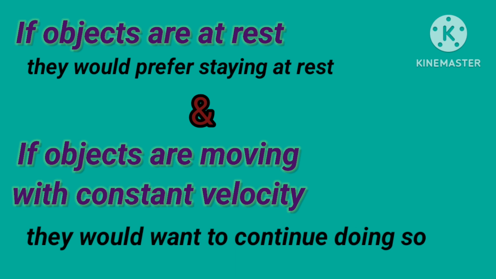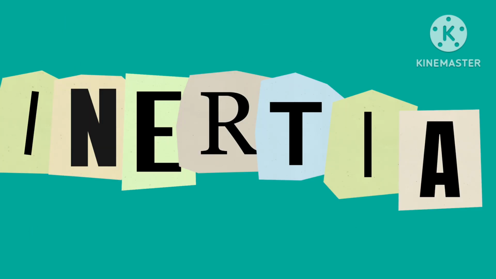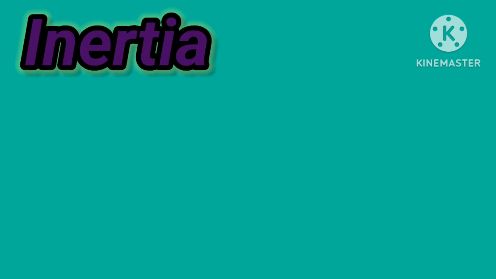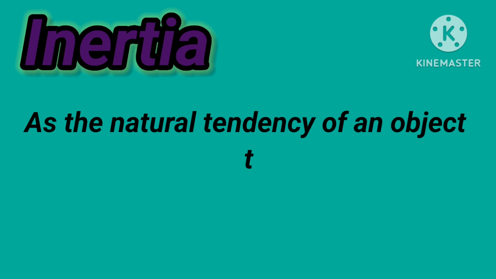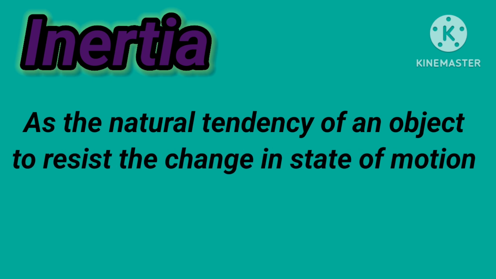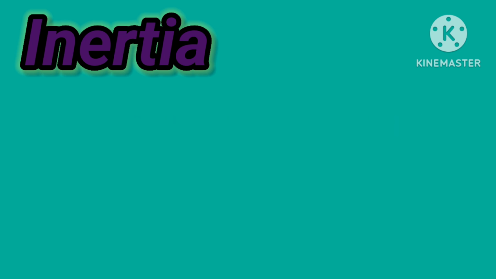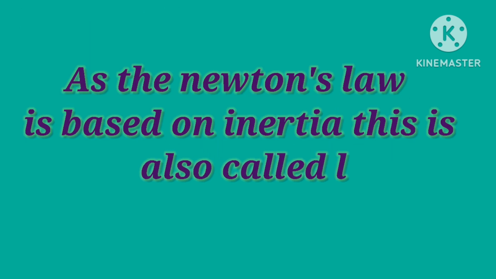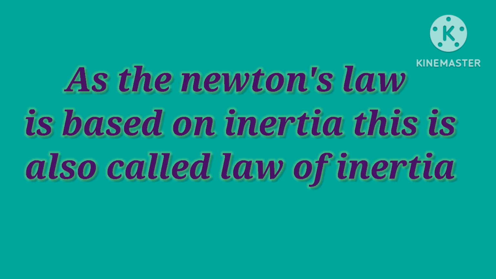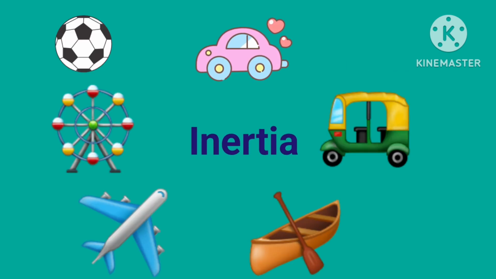This tendency of an object is called the inertia of that object. Therefore, we can define inertia as the natural tendency of an object to resist change in its state of motion. If you know Newton's first law of motion, then you already know what inertia is. As Newton's law is based on the concept of inertia, it is also called the law of inertia. All objects resist change to their state of motion.